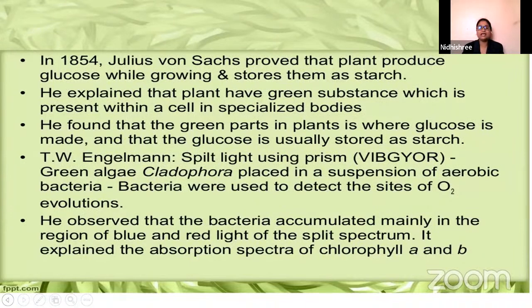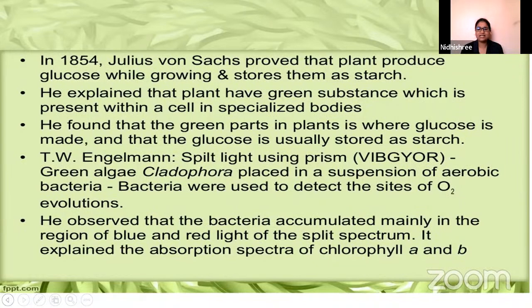The next scientist is T.W. Engelmann, who split light using a prism. Green alga Cladophora was placed in a suspension of aerobic bacteria. Bacteria were used to detect sites of oxygen evolution. When the prism splits the light, we get the band shown here. Then the green alga Cladophora is placed in the suspension and the bacteria are added, so that we come to know where oxygen is produced, the oxygen evolution.